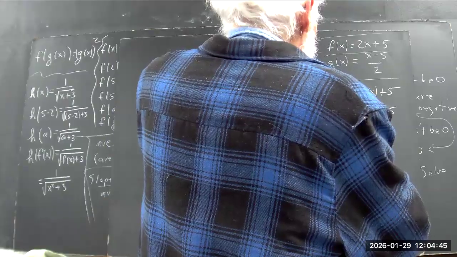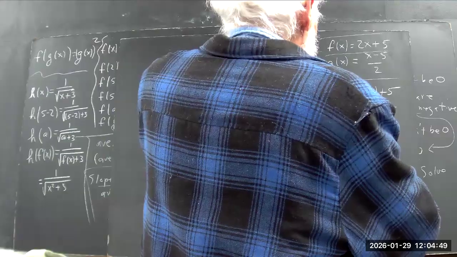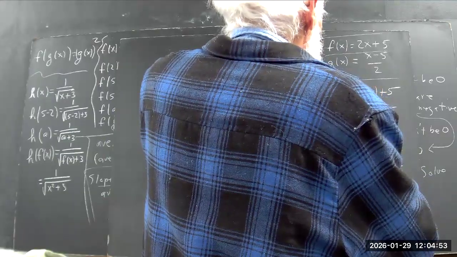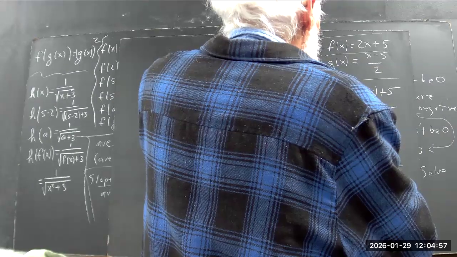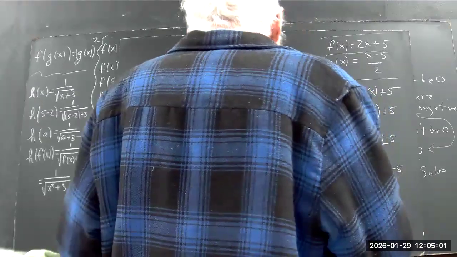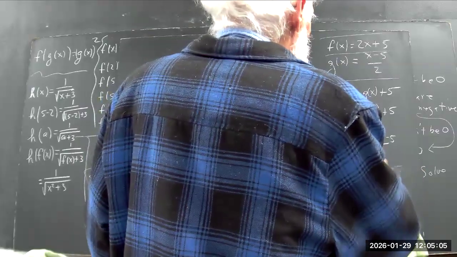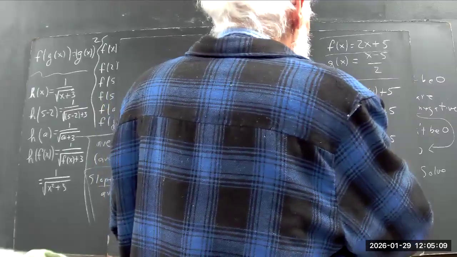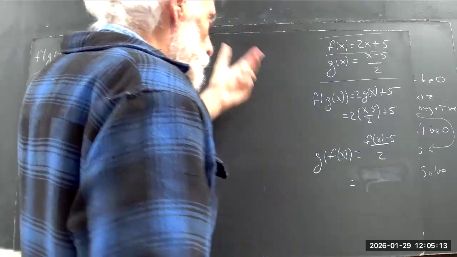2 times x plus 5 minus 5. Sorry, it's 2 times g of x. No, it's 2 times f. See, I'm trying to look at too many things at once. I'm trying to think about what I'm going to do next. I'm not doing it right.